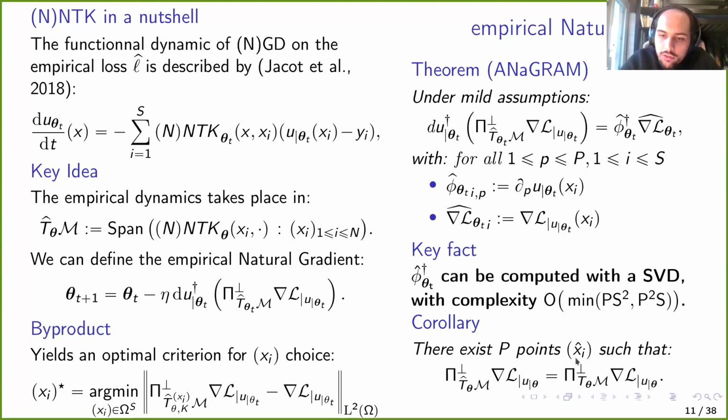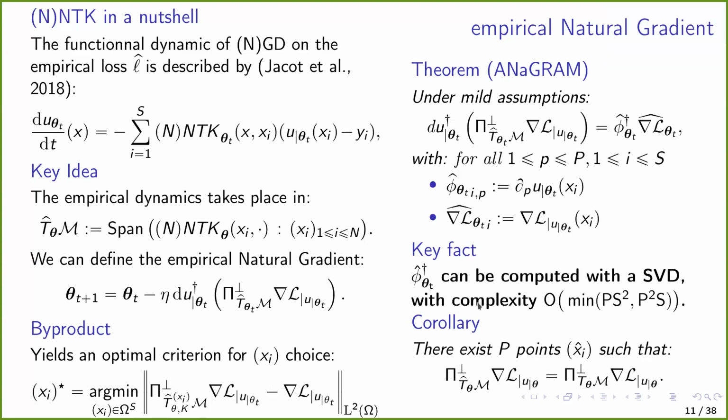And okay, we also have some properties in the paper that show that under some assumptions, this update can be exact. And another interesting byproduct is that it gives us an optimal criterion for the choice of the collocation points here.